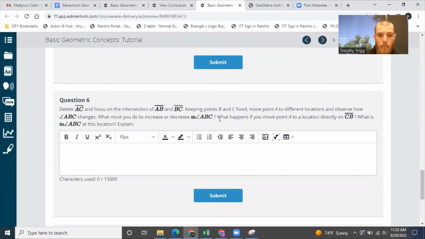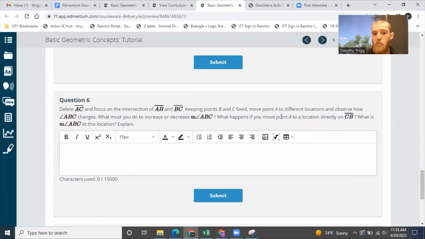What must you do to increase or decrease the measure of the angle? Well, if I move A towards C, or move A and C closer together, then that makes the angle smaller. If I move A and C farther apart, then it makes the angle larger. So go ahead and explain that there.